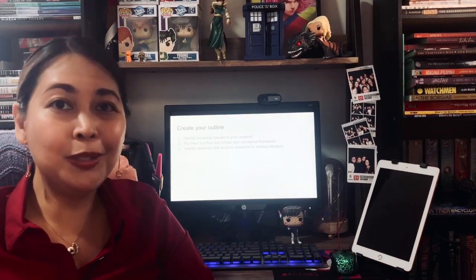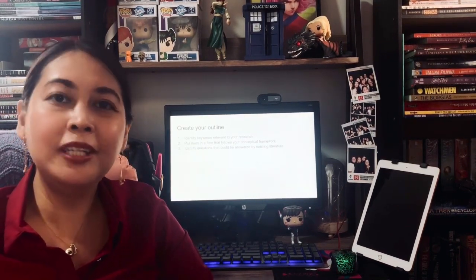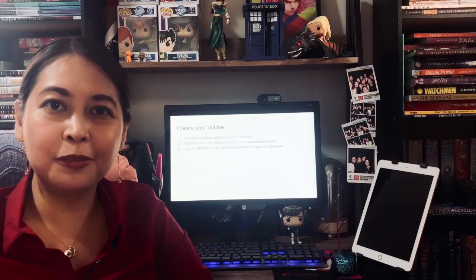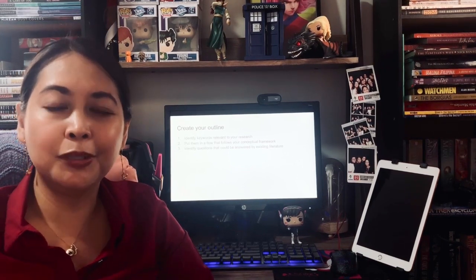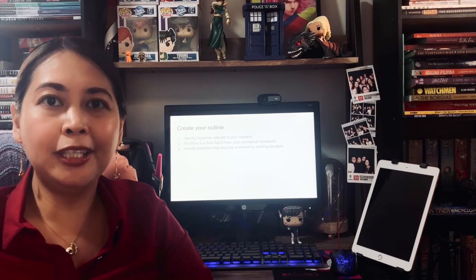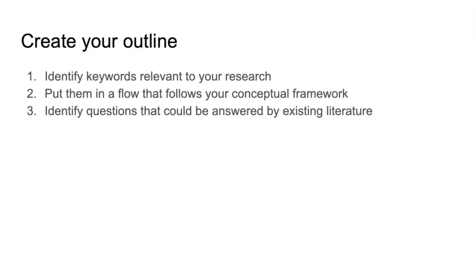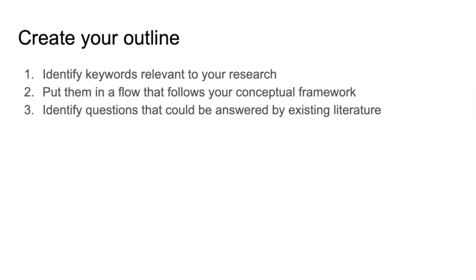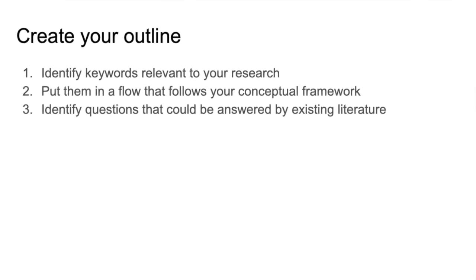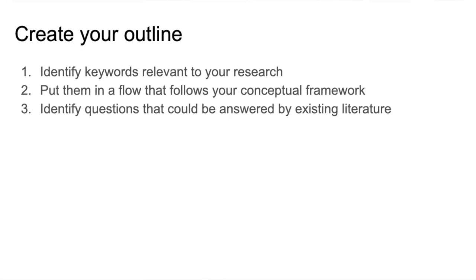So before you actually go into Google Scholar or whatever database is most comfortable for you, one of the first things you may want to do after you've created your conceptual framework is to create your RRL outline. You can start by identifying keywords that are most essential for your research, and then draft questions that are related to those keywords that you may want to answer.